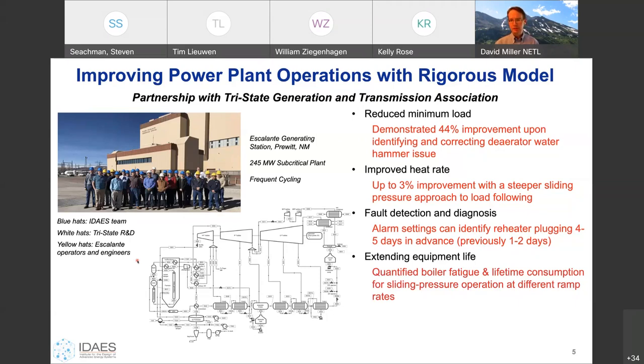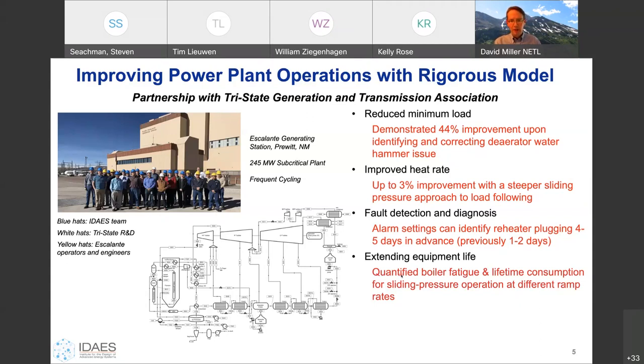We were also able to use these tools for determining some alarm settings that would identify potential plugging issues more than twice as far in advance as what their previous system was able to do, giving 4 to 5 day advance notice to avoid some major incidents. And then we also were able to combine this with the boiler fatigue and lifetime modeling in order to determine at what rate it makes the most sense for the plant to ramp, both to take advantage of incentives from the grid, but also to avoid boiler fatigue.